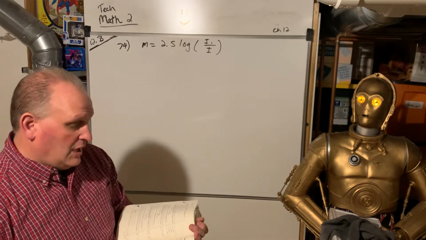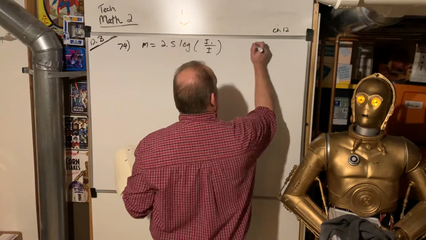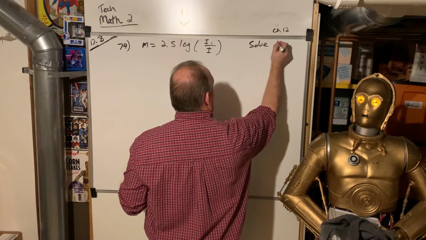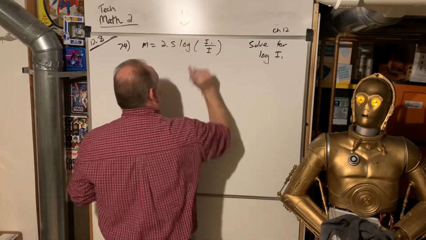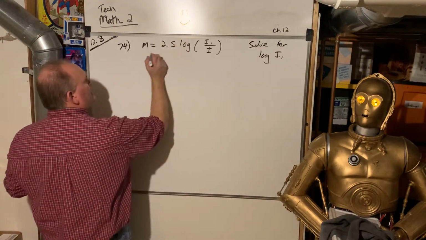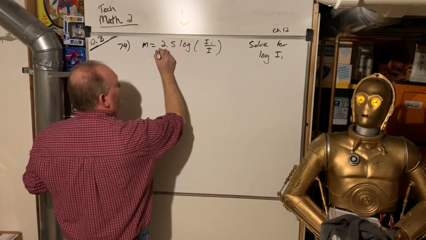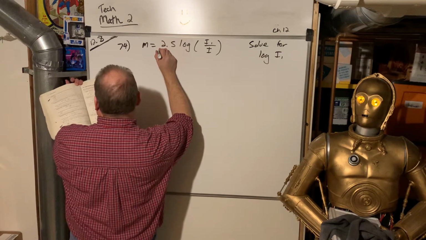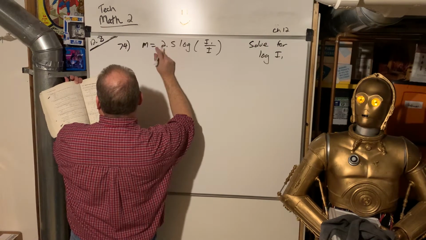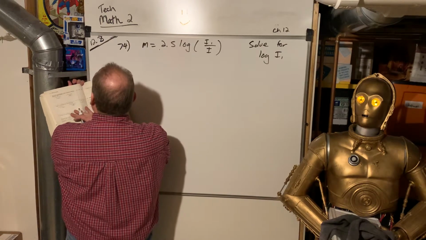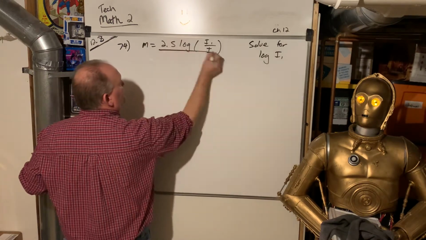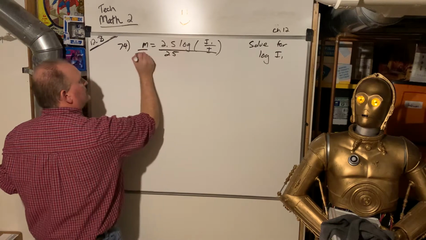No, solve for log I sub 1. Oh, you got to read these very carefully. I'm going to write it down. Log of I sub 1. That's a different story, because then we would first divide by 2.5 regardless. When we do that regardless, let's see. Yeah. That is the correct first move.